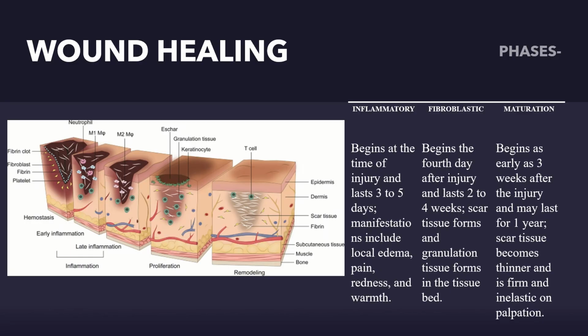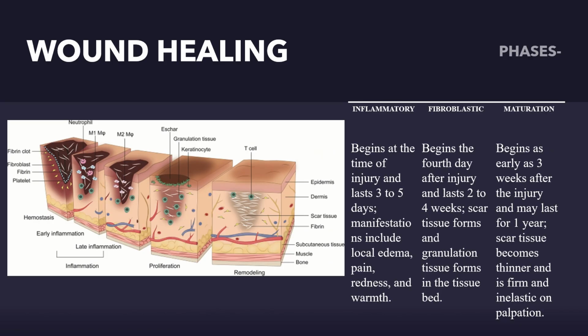So now we will go through the process of wound healing. It mainly occurs in 3 phases: inflammatory phase, fibroblastic phase, and maturation phase. First, the inflammatory phase is the first and primary phase, which occurs just after we get the wound or get the injury in the skin. It begins at the time of the injury and lasts for 3 to 5 days after the injury.